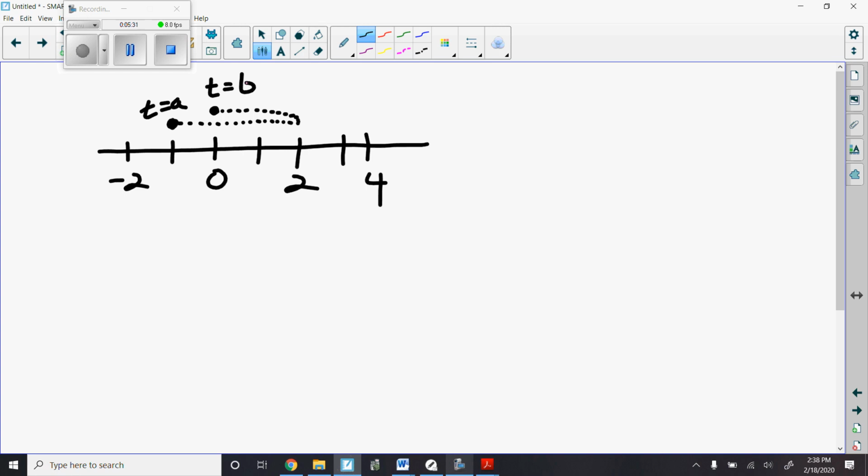So the displacement here would be, where did I start, where did I finish, and what's the difference? Remember, moving to the right counts positive, moving to the left counts negative. So I started at -1, I finished at 0. My displacement here would be 1. My total distance traveled, though, would be different. I traveled 3 to the right and 2 to the left. My total distance traveled would be a distance of 5.